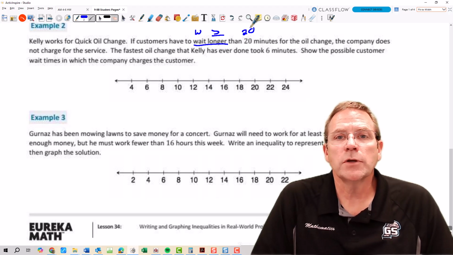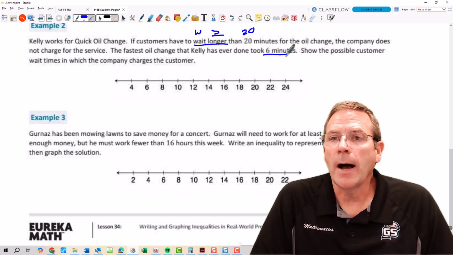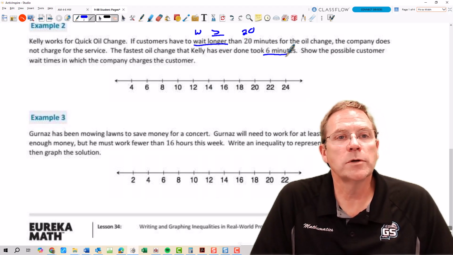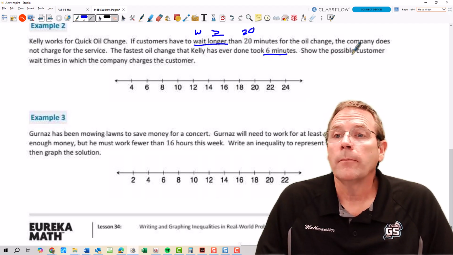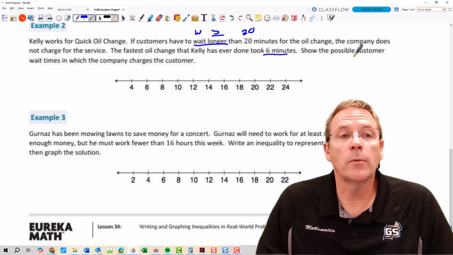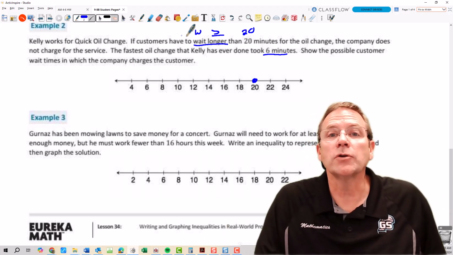The fastest oil change she has ever done took 6 minutes. Show the possible customer wait times in which the company charges the customer. Well, we know that if it is going to be greater than 20 minutes, it's going to be on the 20. Is it an or equal to? A longer wait time is not an or equal to, so I'm not sure why I put that there.